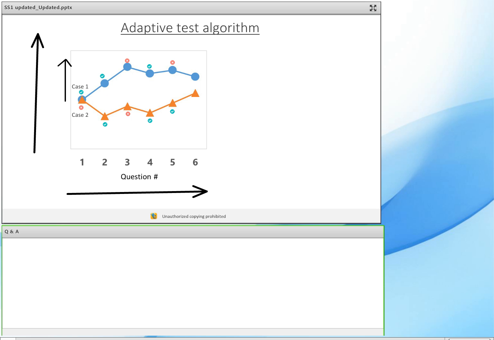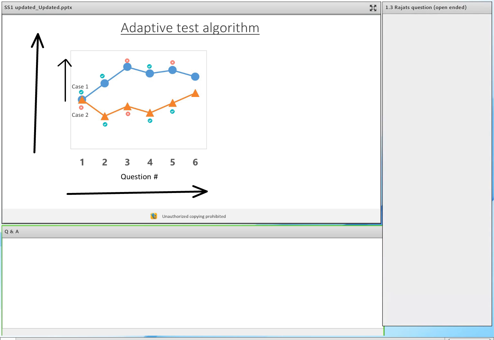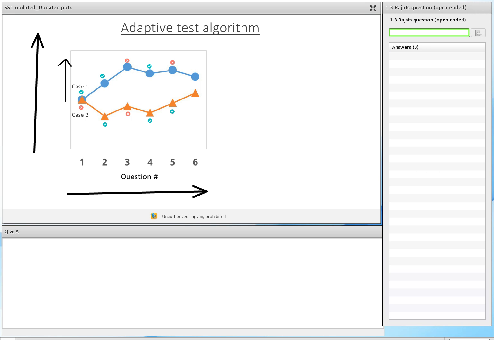Now, at the end of question number 5, if I were to end the test, who do you think would be doing better and why?